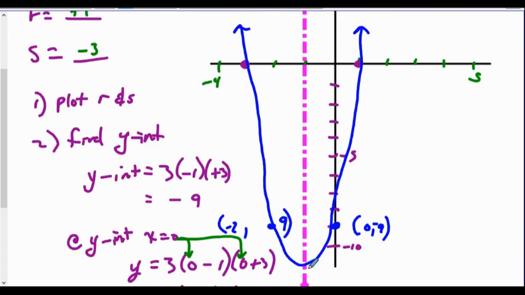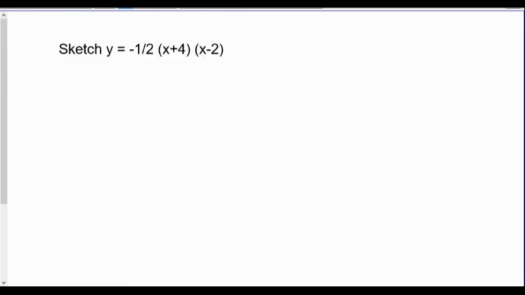Okay, I don't know how far down this comes. I didn't figure out my vertex, but I don't need to. I have a good idea what the graph looks like. I have my x-intercept, I have my y-intercept. I'm doing pretty good. Let's do another.